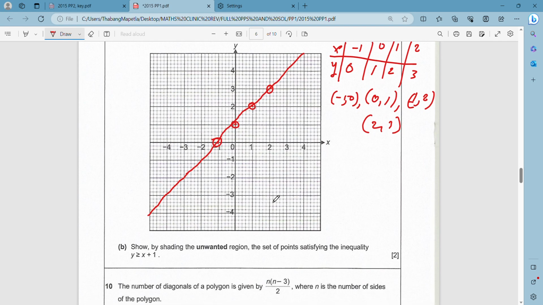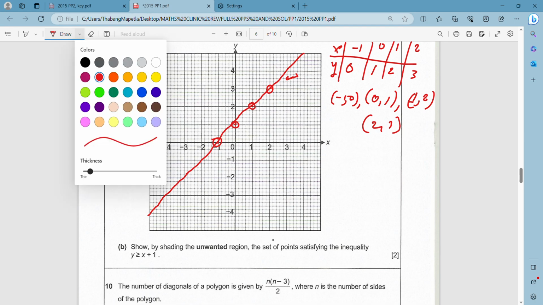And then now the question says that show by shading the unwanted region the set of points satisfying the inequality y is greater than x plus 1. So where is y greater than x plus 1? Remember that this equation right there is y is equal to x plus 1. So now here they are saying the y value is greater. The y value is going to be greater on the other side. So we are shading unwanted, which means we are shading the false region.